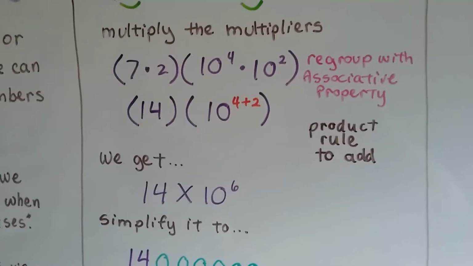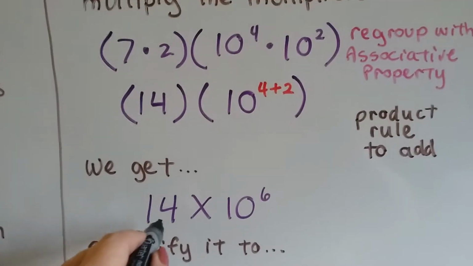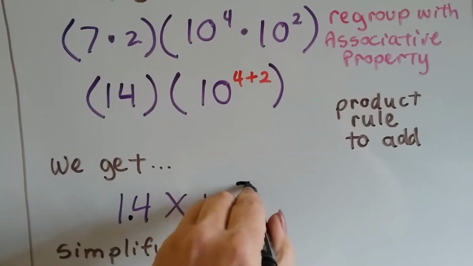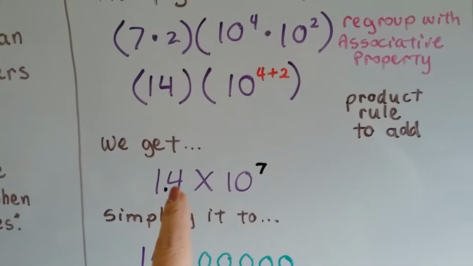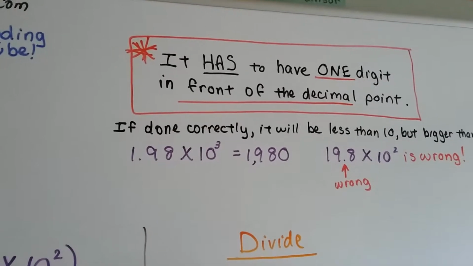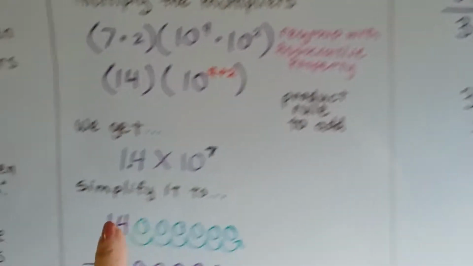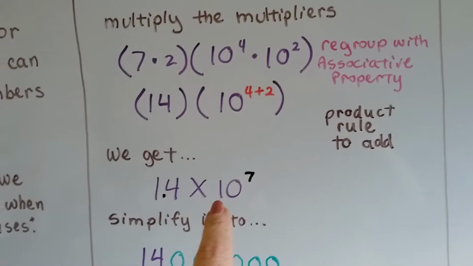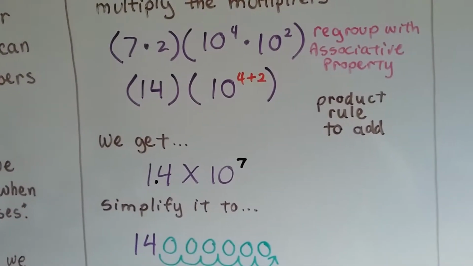But is this correct? Or would it really be 1.4 times 10 to the 7th power? Because we can't have a number larger than 10 there, can we? It has to have one digit in front of the decimal point. So this would actually be 1.4 times 10 to the 7th power. See? We had to put a decimal point there.